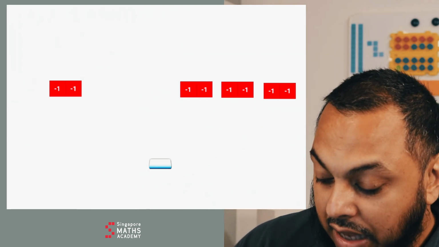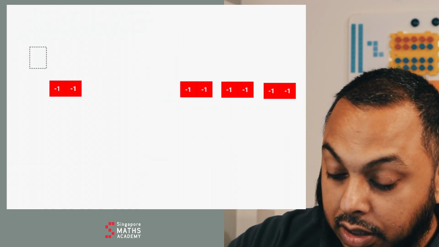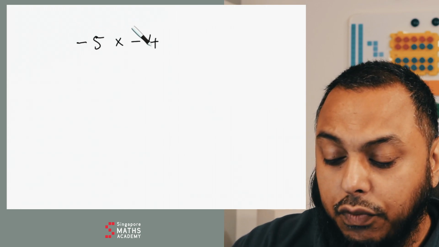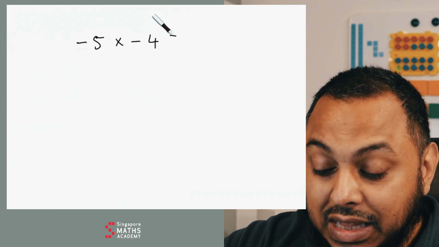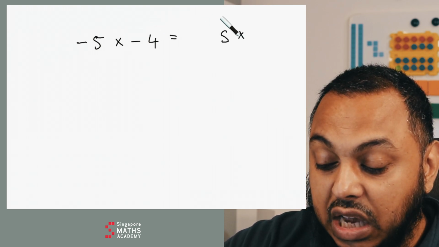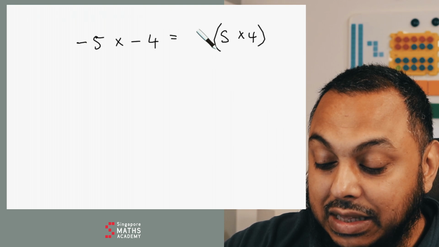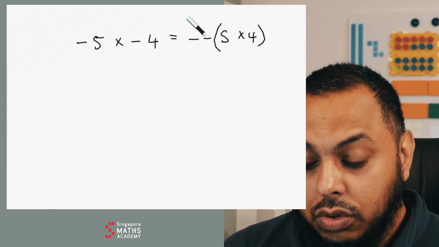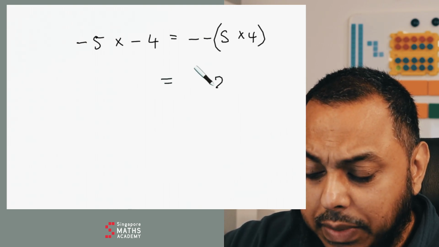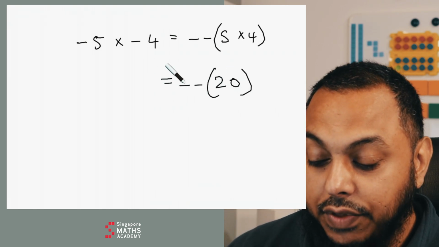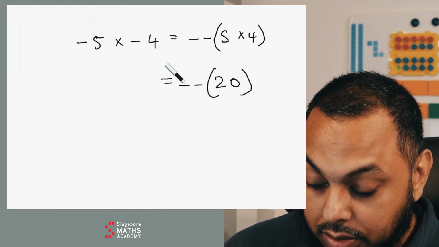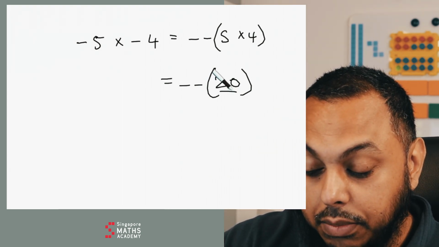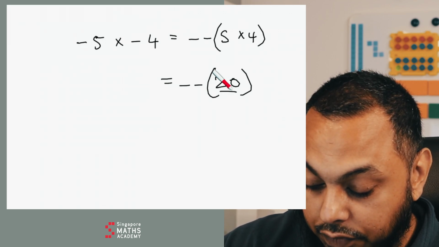Okay, so let's have a look at another set of questions here. Let me just get rid of these. So let's look at negative times a negative. So we've got -5 times -4, for example. This is the same as 5 times 4 and finding the negative of the negative, right? So 5 times 4 we know is 20, and we've talked about this before, right?